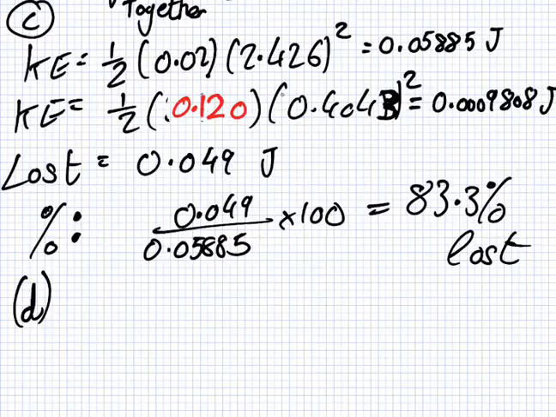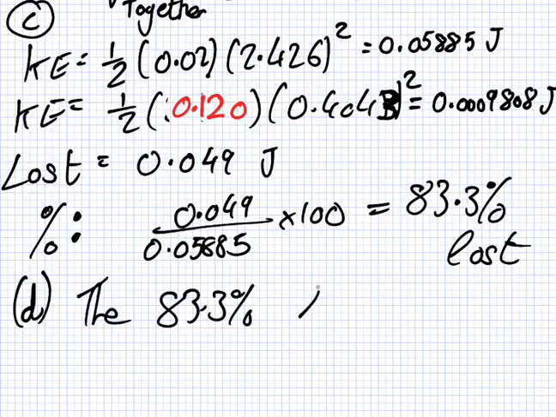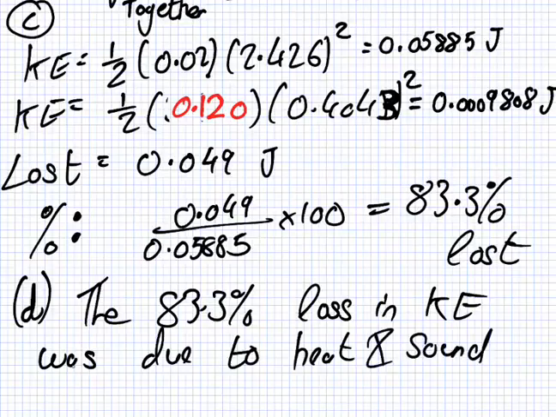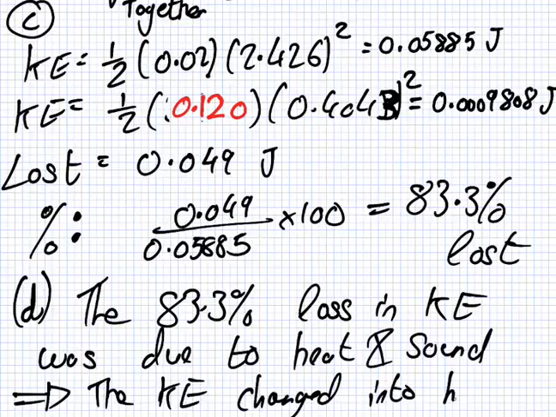Right, last part here, part D for 1 mark. What do you think happened to this kinetic energy? Where did this kinetic energy go? It didn't just disappear. Where did it go? The 83.3% loss in kinetic energy was due to heat and sound. Yes. What I mean by that is the kinetic energy changed into heat and sound energy. Just 1 mark for that.